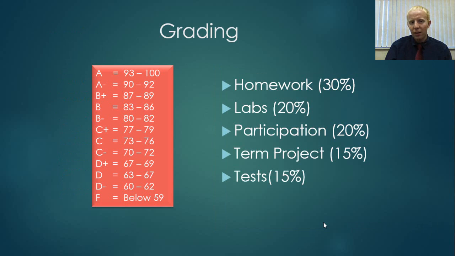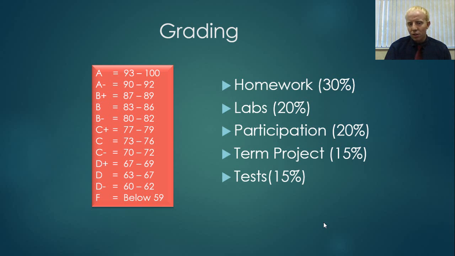We will have a standard A to F grading scale, as you see here, and the breakdown of assignments is shown on the right. For homework, you'll have one at least once a week. It'll count for 30% of your grade. The labs we'll do in class, and I'll provide all the materials, so don't worry about anything for those. They'll count for about 20% of your grade. Daily participation, answering questions, answering polls, things like that, will count for another 20% of your grade.